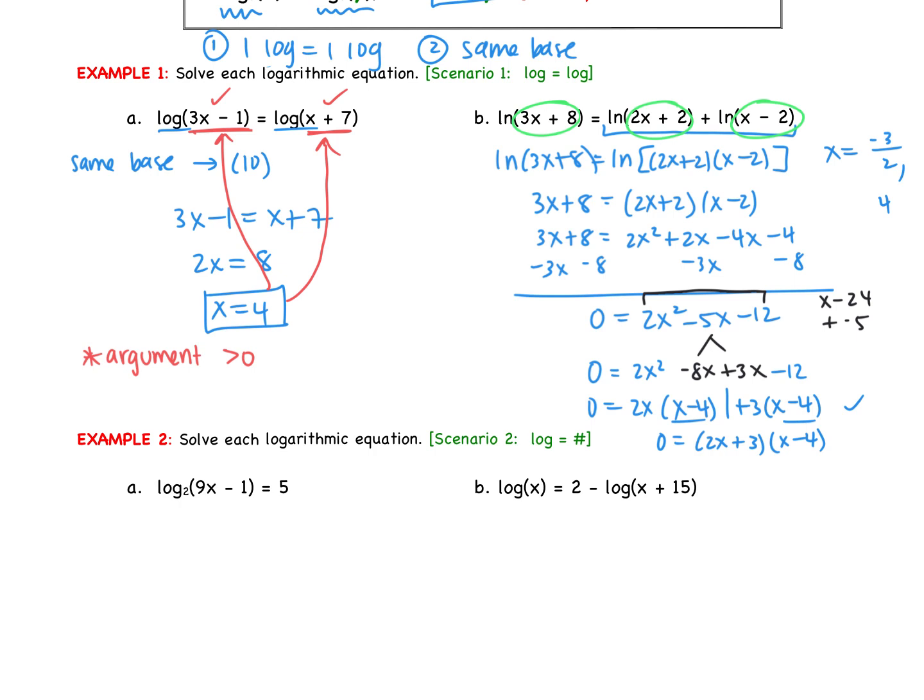Okay, definitely. If we plug negative 3 over 2 in here, this should be an easy one. A negative number subtract 2 is still going to be negative. So this negative 3 over 2 does not work. 4 should work in all of the logs, and so our only answer is x equals 4. Now, it's possible for there to be two answers, but in this case, one of the answers does not work.